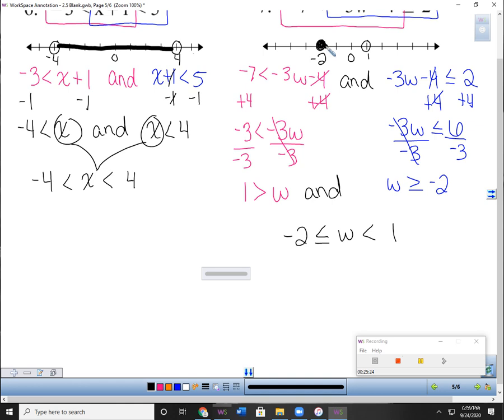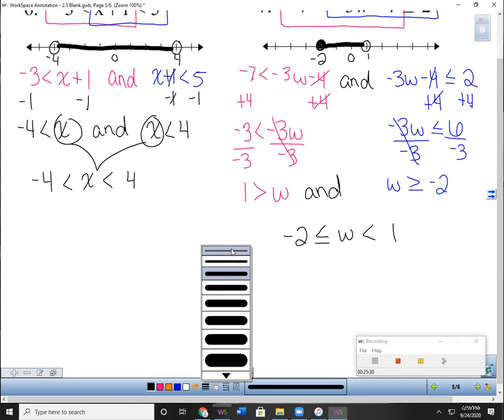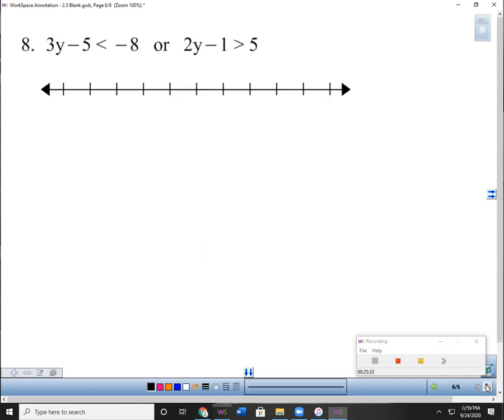So all these that we've done so far have been ands. This next one is an or. If it's an or, they just say or. Alright, you don't have to guess. So we have 2 here, we're just going to go ahead and work them out. So I'm going to add the 5. So I have 3y is less than negative 3, divide by 3. So my y value is less than negative 1.